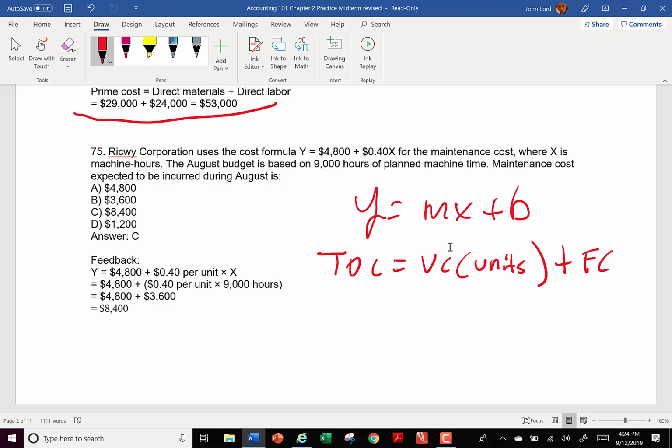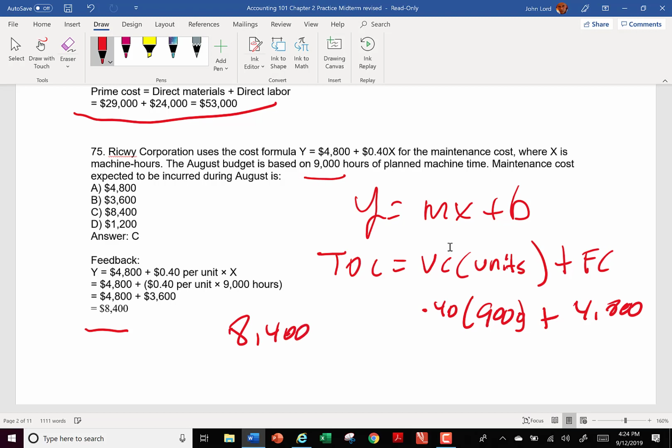My variable cost, they told me, is 40 cents. They told me the number of hours is what? 9,000. And then the fixed cost here is 4,800. But the hours are 9,000. The units? Oh, the units are 9,000. Okay, I see. All right, good. So when I do the math on that, I get a total of what here? 8,400?